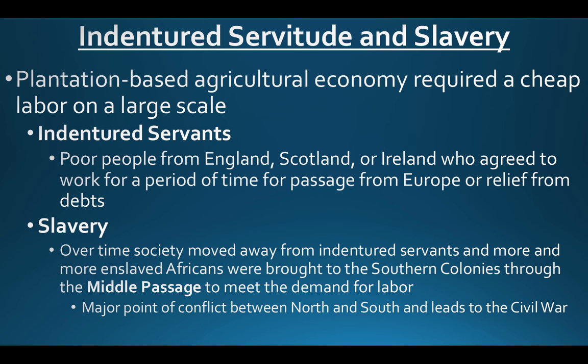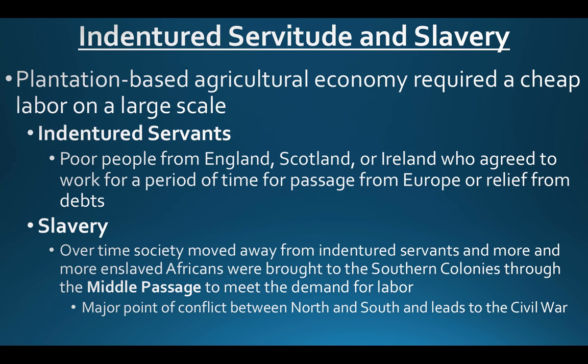What's going to happen is that initially you're going to start with what's called indentured servants. Typically these indentured servants were poor people from England, Scotland, or Ireland who had agreed to work for a period of time, typically anywhere from 4 to 7 years, but really it could be whatever you agree upon, as the payment for your passage over from Europe, or as relief from debts that you had accumulated in Europe. So these people were brought over and they worked, and once their time was up, they'd be granted their freedom and be able to go about the colonies and do whatever they wanted.